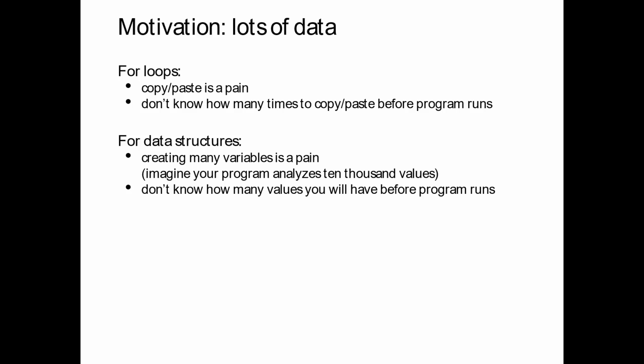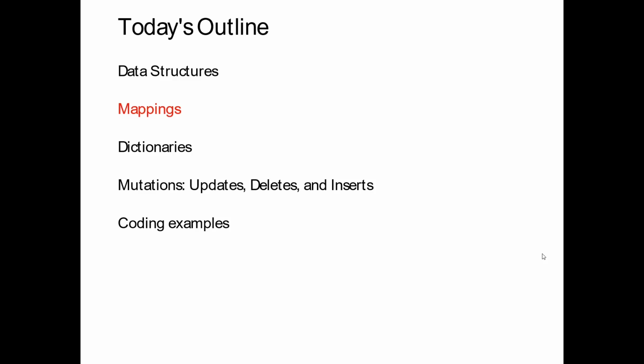If we have lots of different variables, that can be painful. If we have 10,000 values, I don't want to have 10,000 different variables. And we may not even know how many values we have before our program runs. So by using data structures as a way to organize the data and think about it, with indexing or with a dictionary, that's going to save us a lot of pain as programmers and make it enjoyable and fun to write code. All right, so dictionary is a type of mapping.